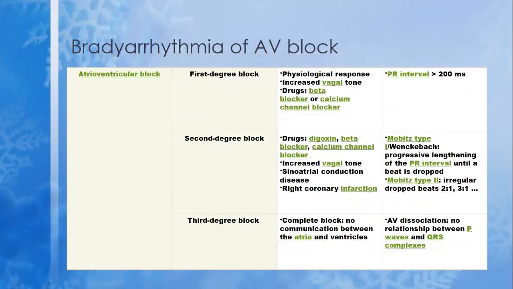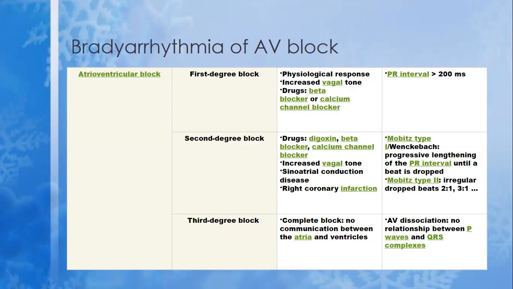Bradyarrhythmia of atrioventricular block. Atrioventricular block may be first degree, second degree, and third degree block. In the first degree block, there is a physiological response, it may be, or increased vagal tone may be the responsible cause. Drugs like beta blocker or calcium channel blocker may be responsible for first degree heart block. Here the PR interval is prolonged, it is more than 200 milliseconds.